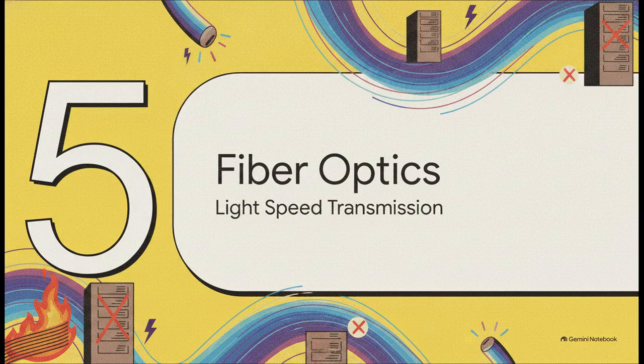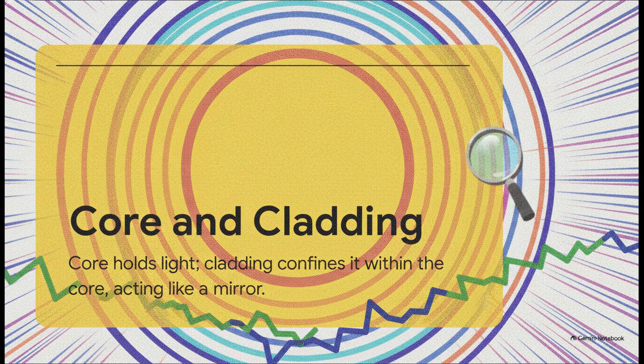Moving right along to Section 5, Fiber Optics. Okay, but what happens when standard copper just isn't cutting it anymore? When those 100-meter distance limitations cause warehouse outages or you just need mind-blowing speed? We have to ditch electricity entirely and start sending pulses of light.